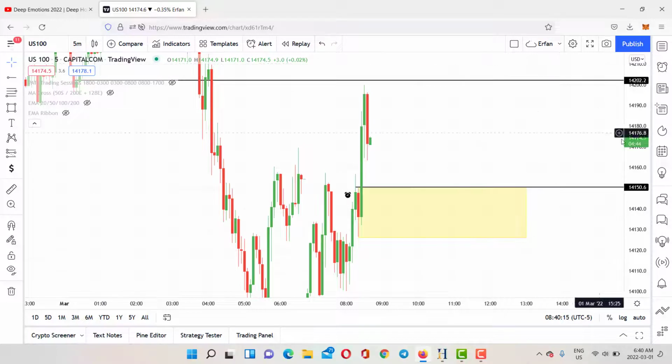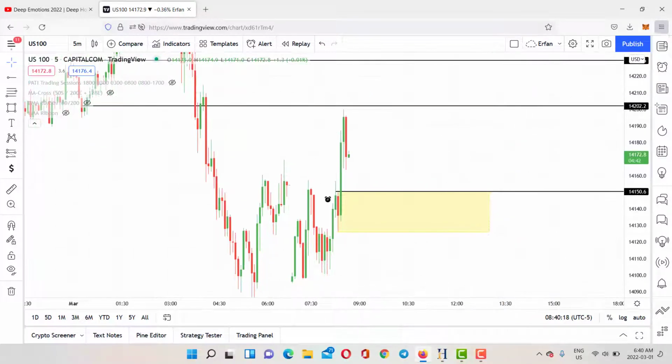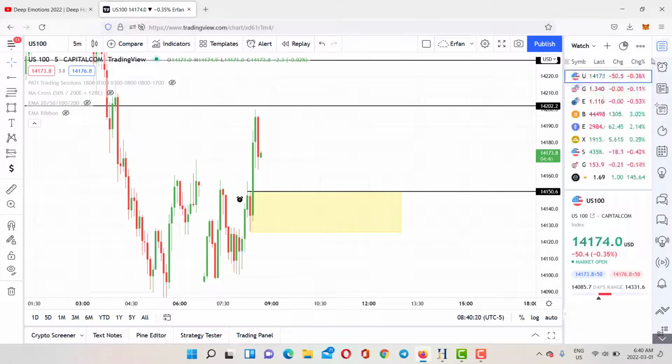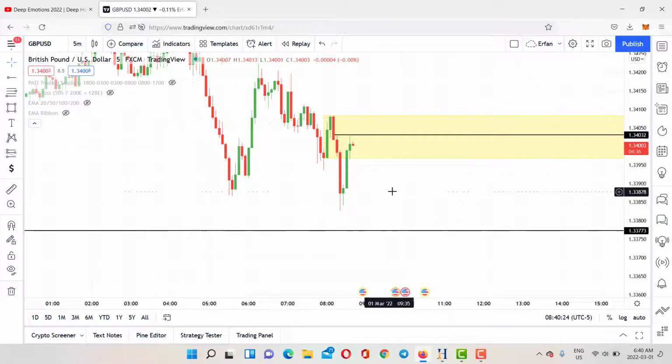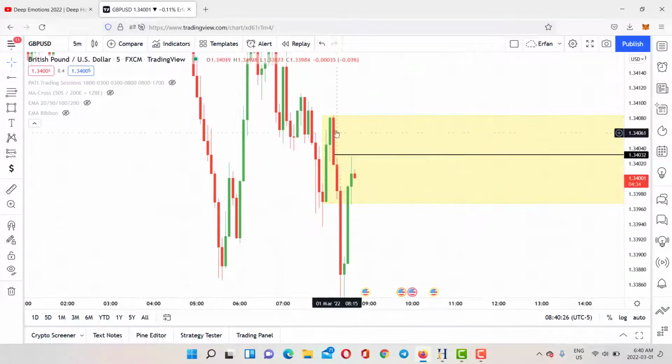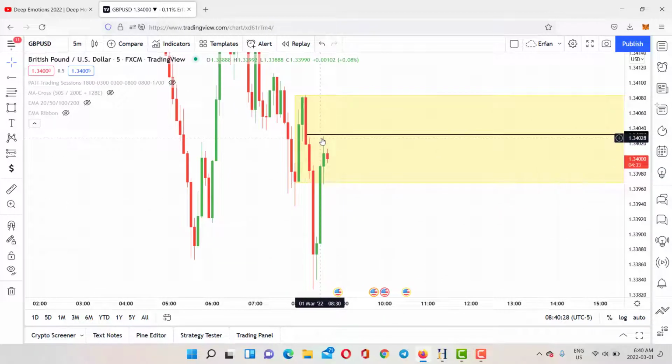I would be done for the day, but I'm just waiting for GBPUSD right now, as you can see, because GBPUSD is a really good one. It's respecting this order block here, and we have this high probability order block in the 15-minute time frame. It tapped into this level.